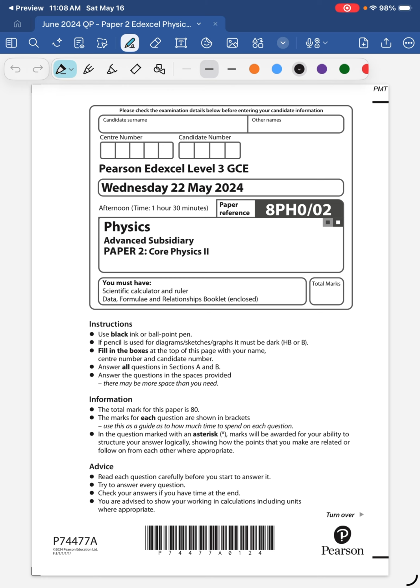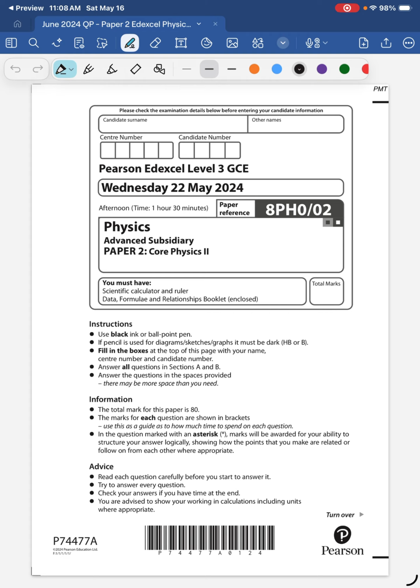I've noticed that whenever I upload papers like this, the views go up a lot. So I assume there is a demand for this. Anyway, this is the paper from May 2024. My understanding is that these exams in England are taken only once per year. Again, let me know in the comments.